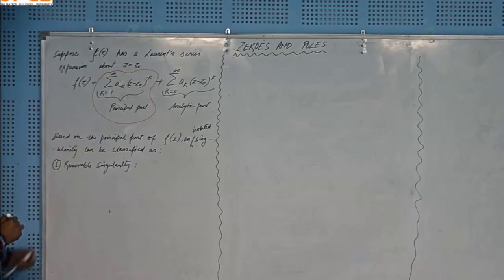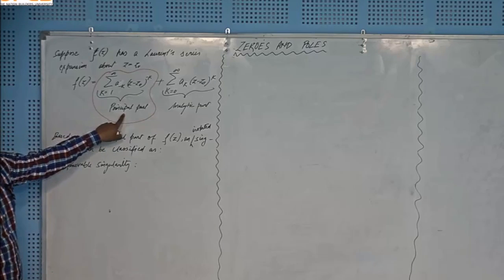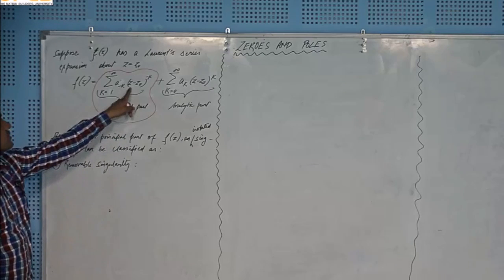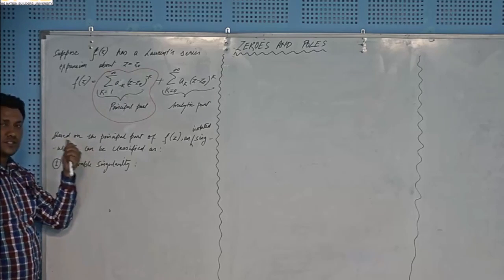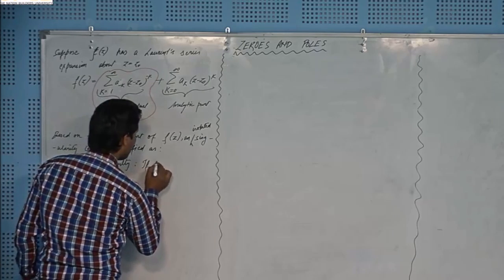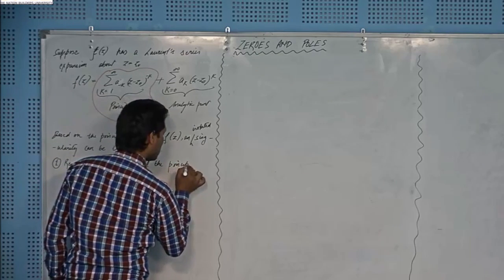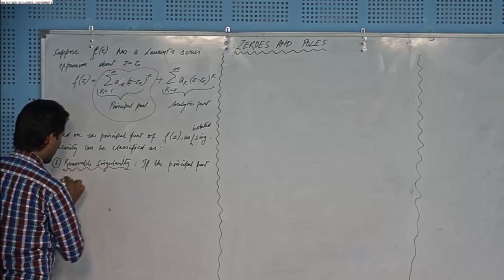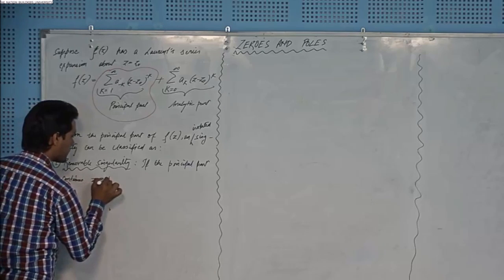A function has a removable singularity at z equal to z naught if there is no term in its principal part, which means there are no negative powers of z minus z naught, that is, the principal part is completely zero. Then you say that the singularity is a removable singularity, if this principal part contains no terms or zero terms, right?